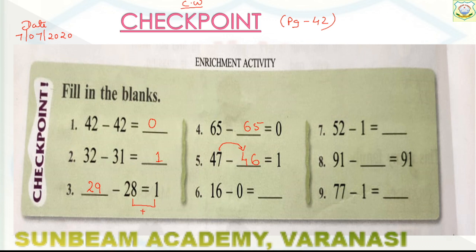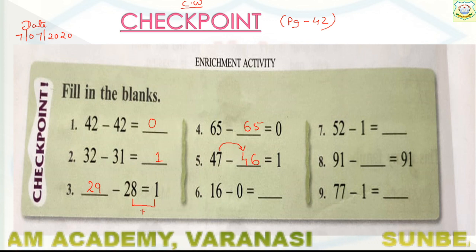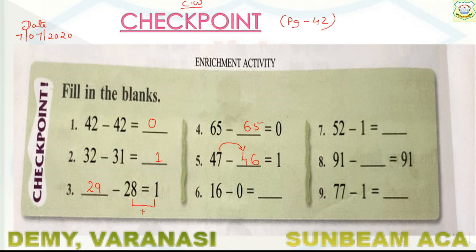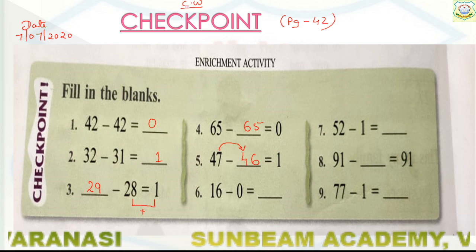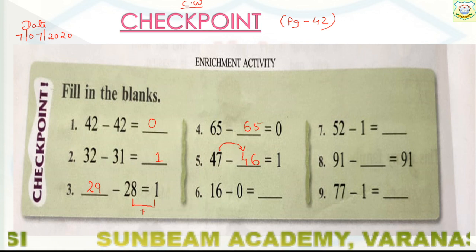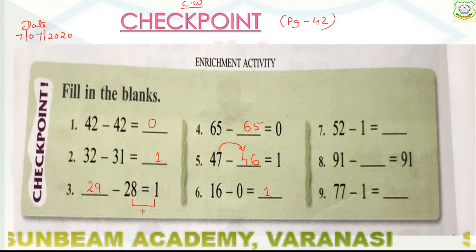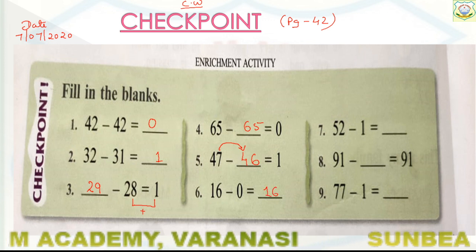Now next is 16 minus 0 equals to. So now, if we subtract 0 from any number, what number do we get? We get the same number. Very good. Done?